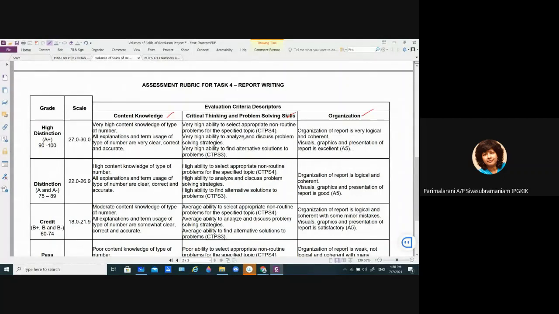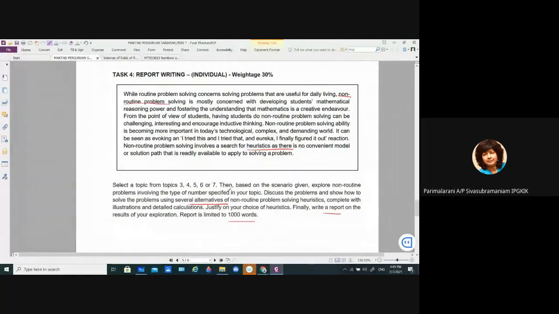And you must also have the ability to analyze and discuss problem solving strategies. You must choose the correct problem solving strategies, show how you go about solving the problem, and show all detailed calculations. Illustrations will help us see and understand the problem clearly. And a very high ability to find alternative solutions to the problem. Alternative solutions means you must have more than one solution. So that's it for your second task 4.